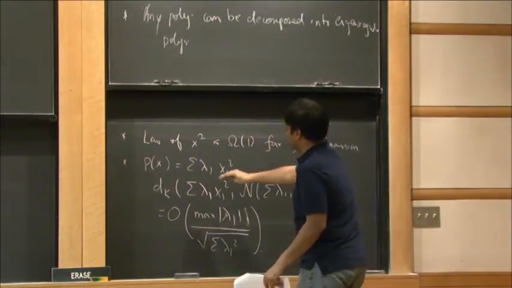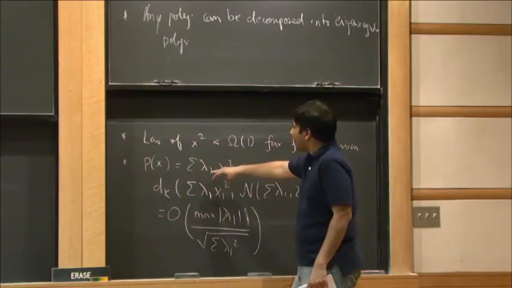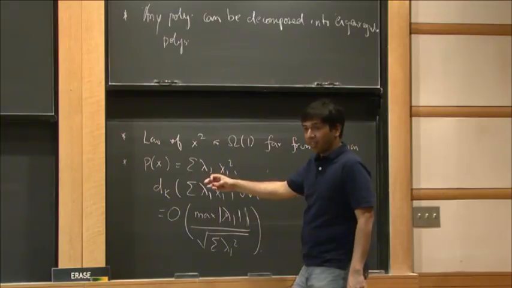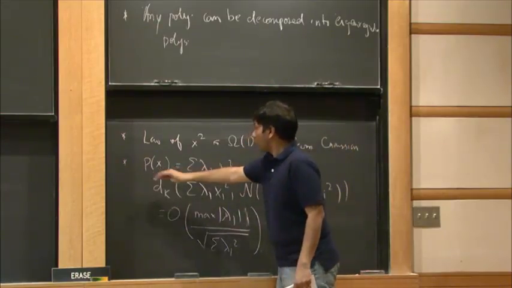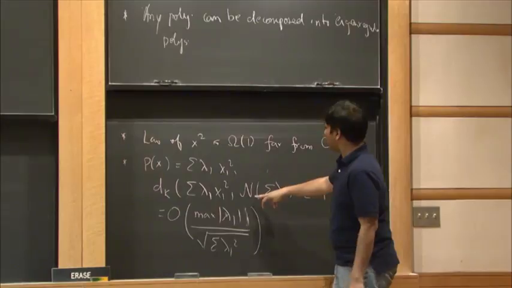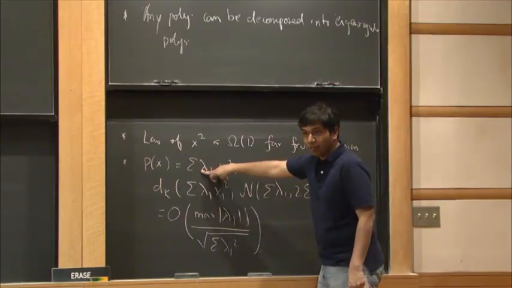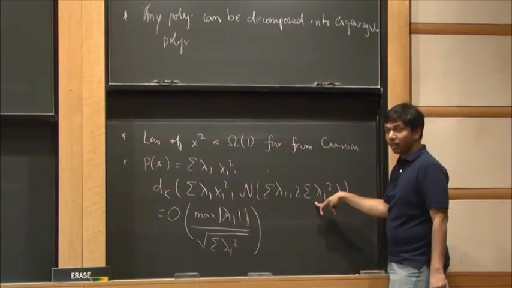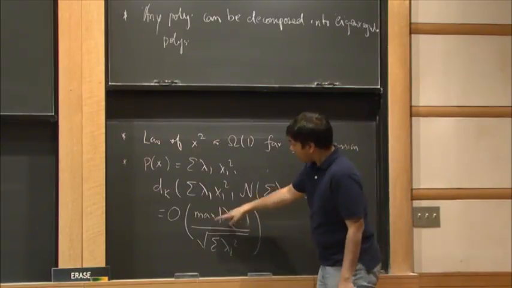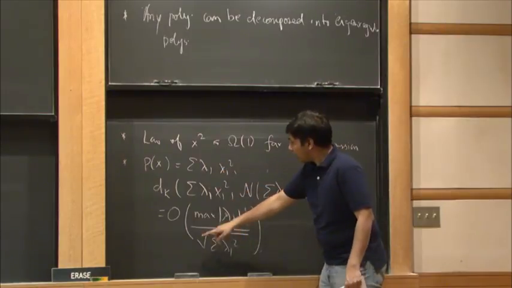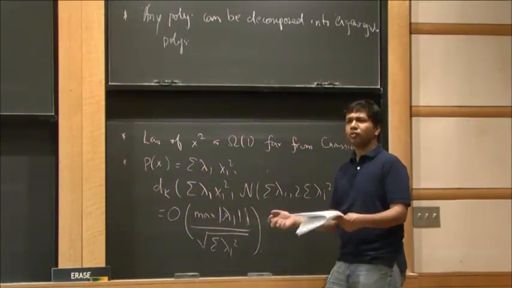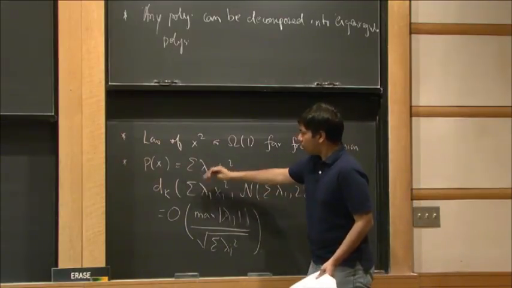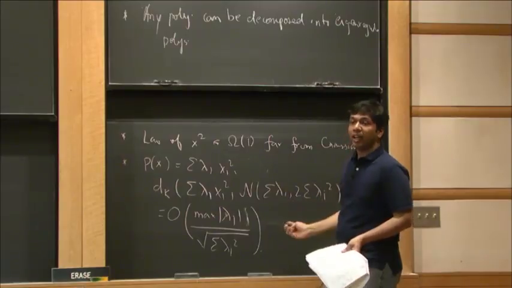Then the law of this polynomial, see, we are just adding up independent random variables. By the Berry-Esseen theorem, you can say that the distribution of this polynomial is close to the normal with the right mean, which is summation lambda_i, and the right variance, which you can again compute as twice summation lambda_i squared, up to an error of maximum absolute value of lambda_i divided by the square root of summation lambda_i squared. Meaning, if all the lambda_i's are reasonably small, then the law of this polynomial is close to a normal in the Kolmogorov distance.